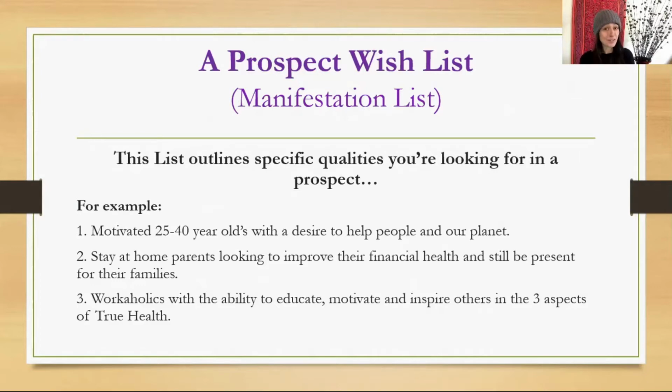Now, that doesn't mean I'm not looking for anyone outside of those age groups. This is a manifestation list. You know, I'm 38 years old, so I feel like I can still relate to people around 25 to 40. And I'm looking for people who have a desire to help people and to help our planet, because Enagic, the business that I represent, is all about whole health, not just for the human, but for every living thing and our planet. So I'm looking for people who are like-minded in that way.